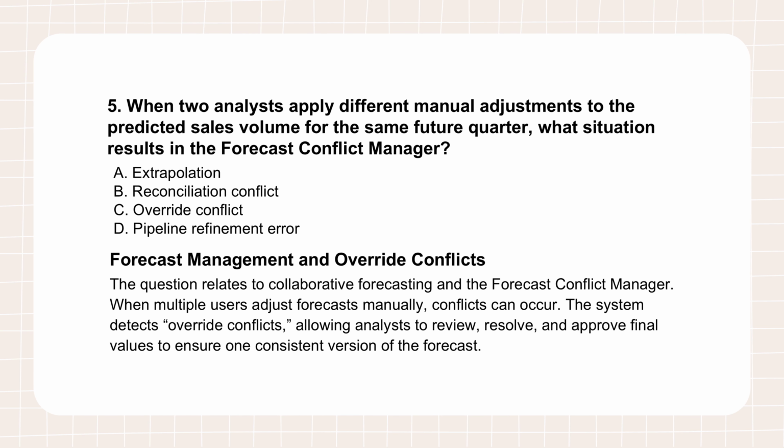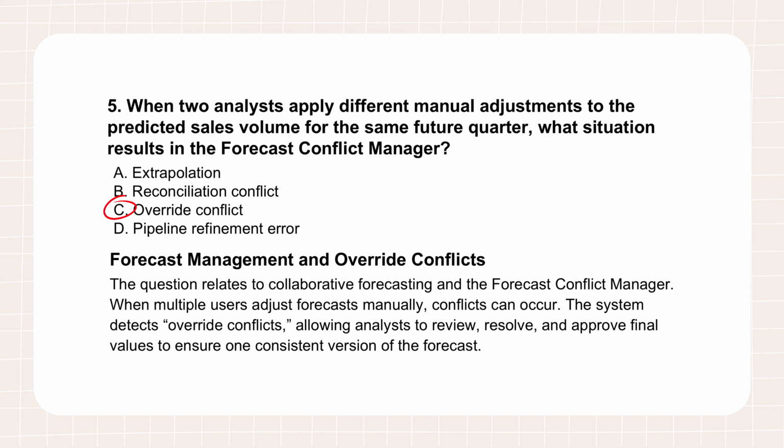Okay, one last point on forecasting before we move to optimization. Even the best automated forecasting pipeline needs room for human insight, right? The market expert who knows something that historical data just doesn't reflect yet. But what happens in a big company when two different analysts apply different manual adjustments? Overrides. And they do it for the predicted sales volume for the same future quarter. Yes, that creates an override conflict.